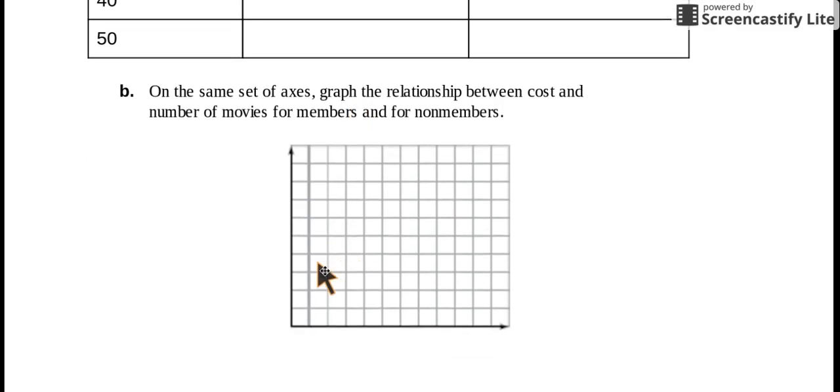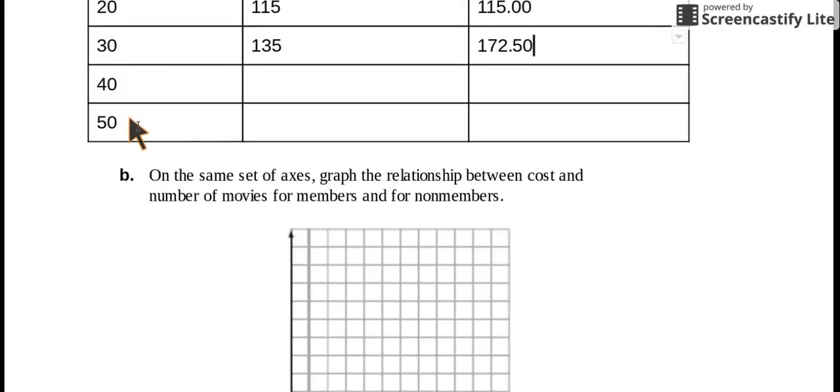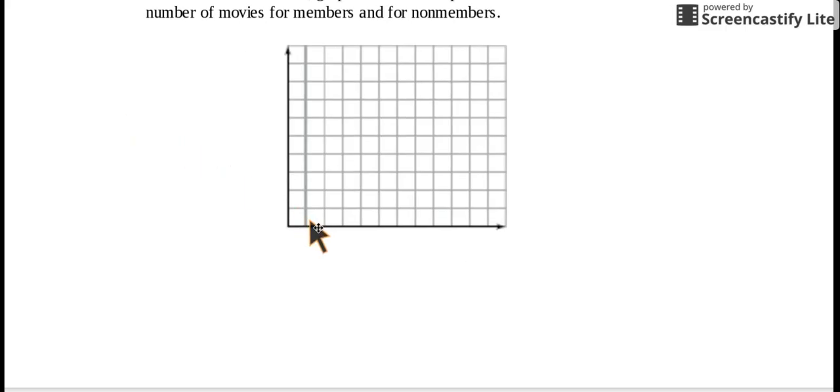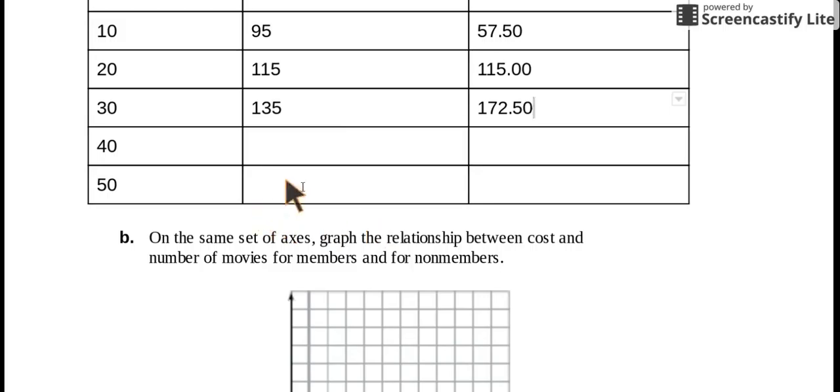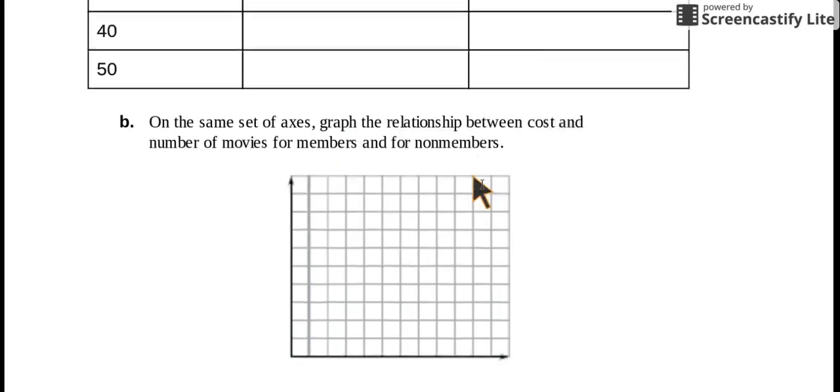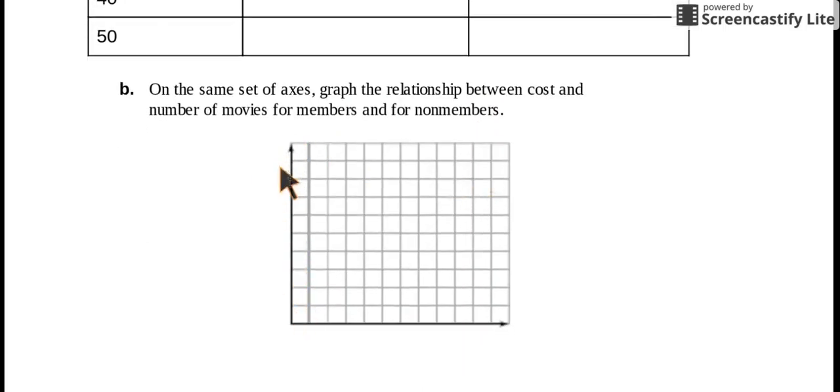Now, in order to make your graph, your x-axis is going to be for your movies, because the cost depends on the amount of movies that the person purchased. And you want to include 0 to 50 for your movies. So somehow you want to get 0 to 50 on this x-axis. You want to find the total amount it costs so you can figure out a good scale for your y-axis.